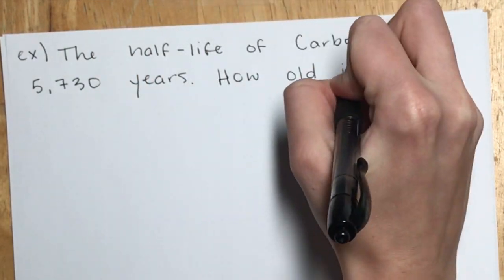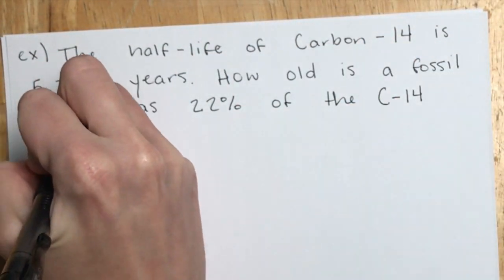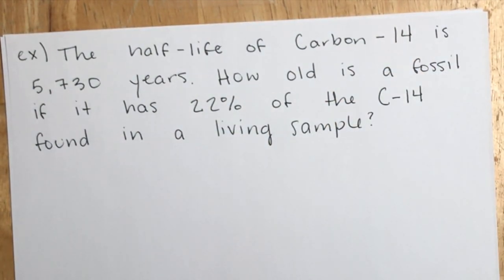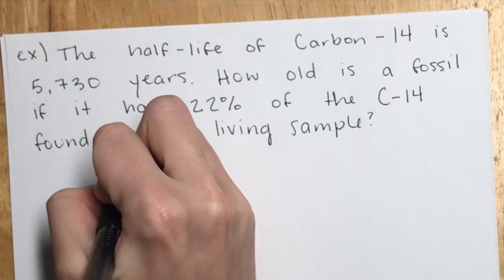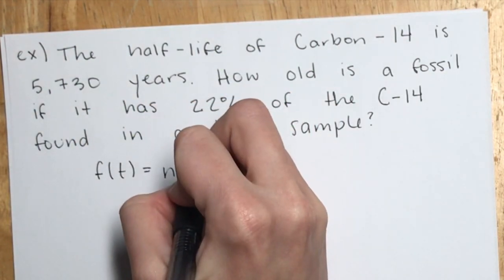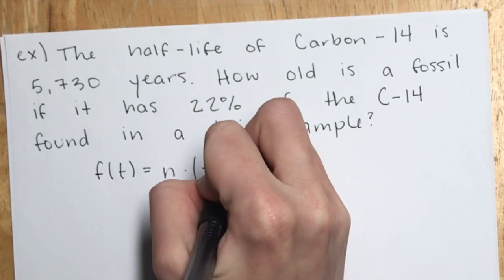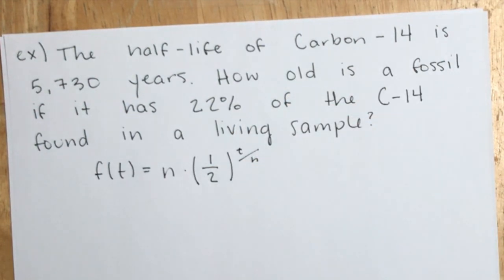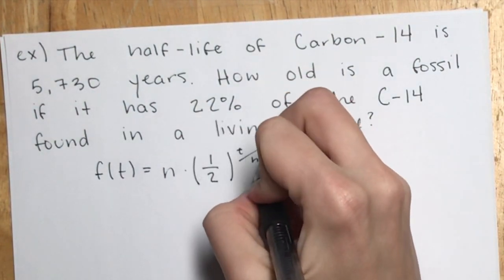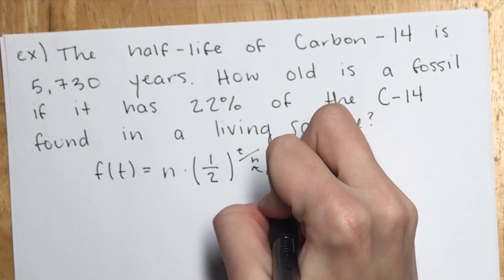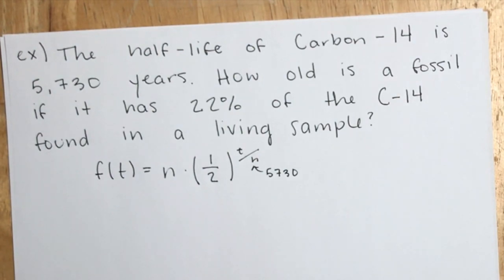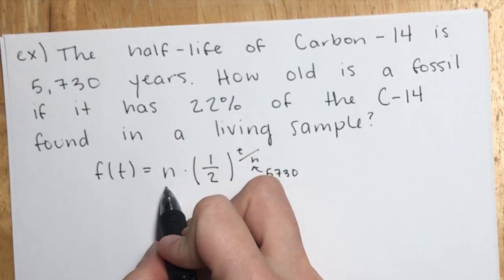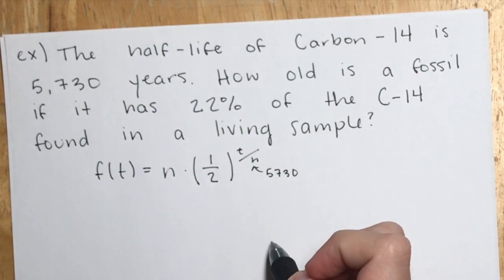Okay, the next question I want to work through is this guy. So, example. All right, so let's use our formula. So we know we've got f of t equals our initial amount times 1/2 to the t over h. So let's fill it out. So what do we know? We know our half-life is 5,730 years. Do we know our initial? We don't know our initial. So what are we going to be able to do?